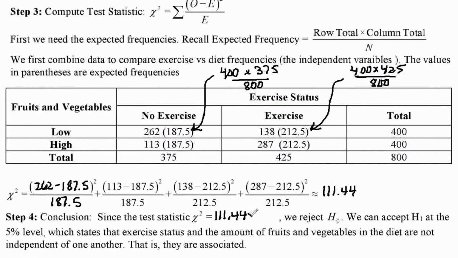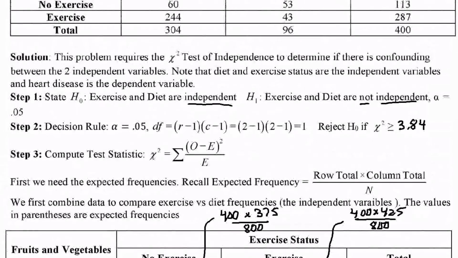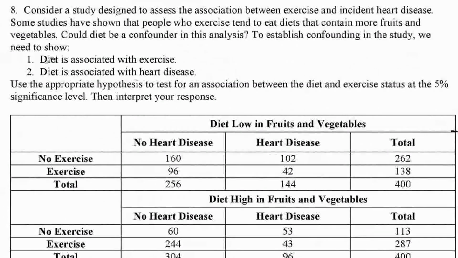And since that 111.44 is greater than 3.84, it's more extreme than the critical value, we're going to go ahead and reject H0. So we're going to accept the alternative hypothesis as being true, which states that exercise status and amount of fruits and vegetables in the diet are not independent of one another. In other words, they are associated. So in this problem, we completed the first step of showing confounding, and that was that diet is associated with exercise. And you should be doing something similar in your problem.